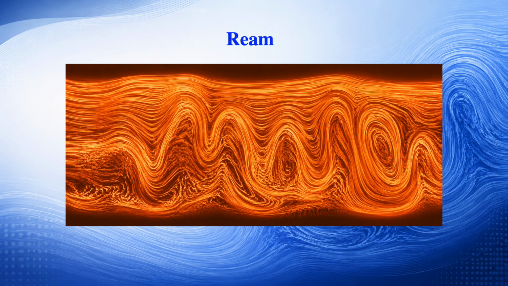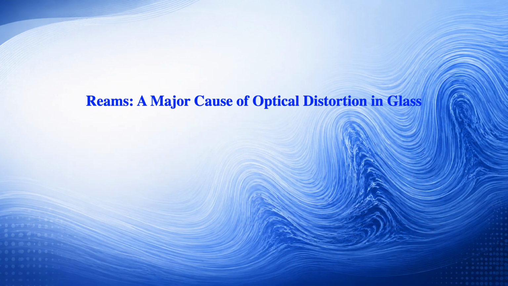Welcome to episode 2 of our glass defects series. Today we focus on reams, a major cause of optical distortion in glass.